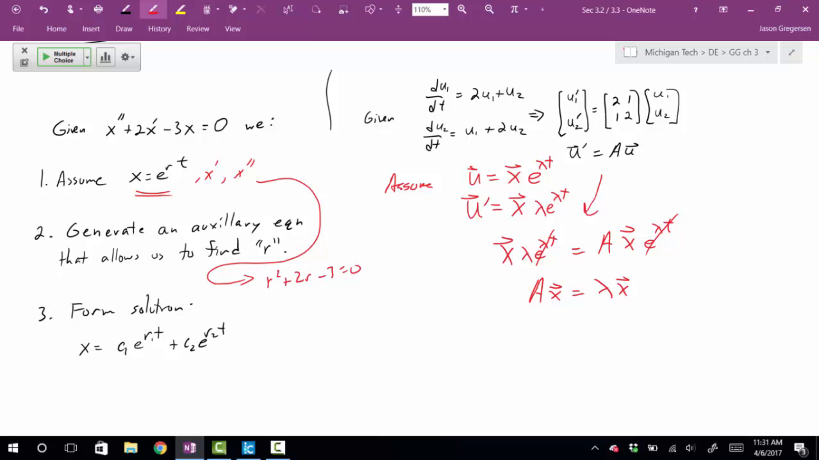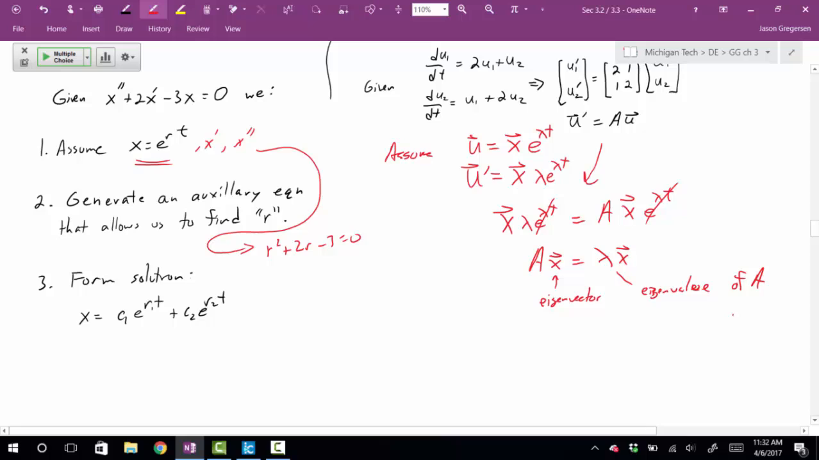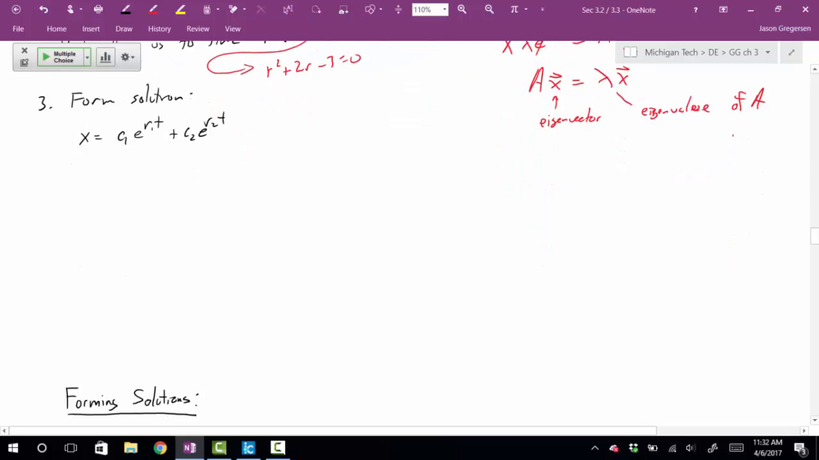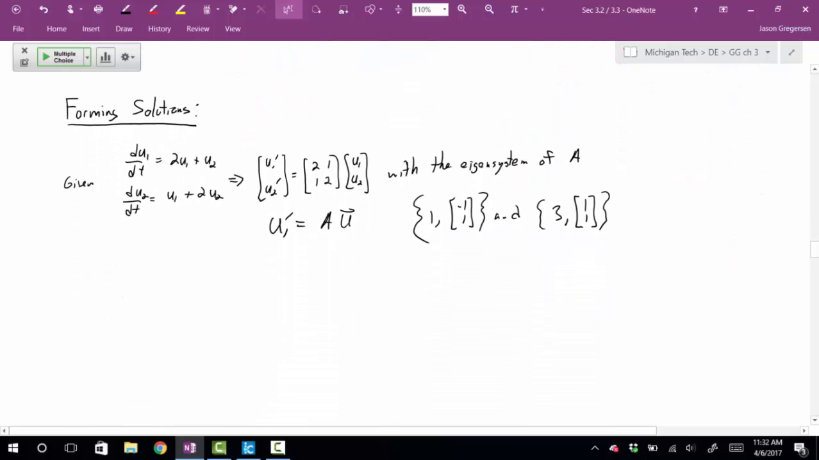And the idea is that x here is going to be our eigenvector, and lambda is going to be our eigenvalue. This is a known problem from linear algebra. And these are the eigenvectors and eigenvalues of the matrix A. So all I have to do is solve this eigenvalue equation, and then I'll figure out what lambda is, I'll figure out what x is, put them into my assumption, and there's my solution. So that's pretty much what we do here.